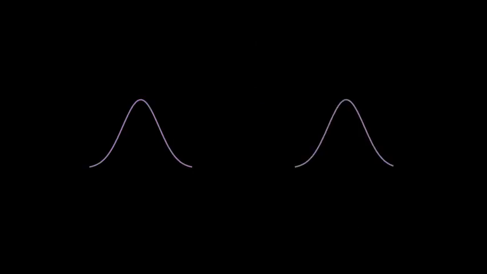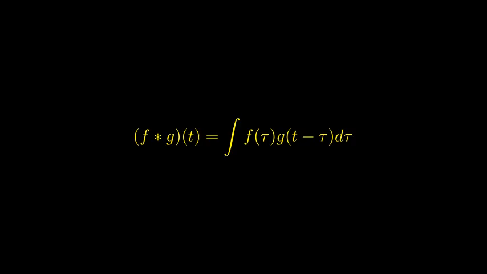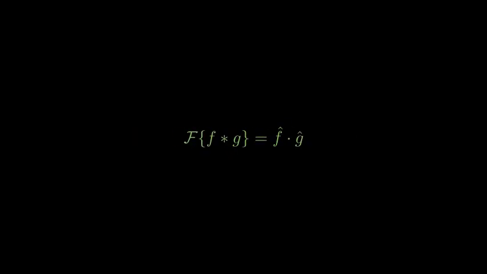And the miracle, the Fourier transform of a Gaussian bell curve is another Gaussian. It is the perfect shape that looks the same in both domains. Chapter 3, Convolution. This is one signal modifying another. In the time domain, it's a complex sliding integral. But in the frequency domain, convolution is simply multiplication.